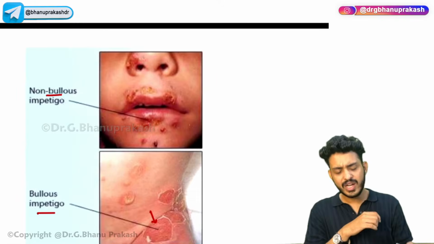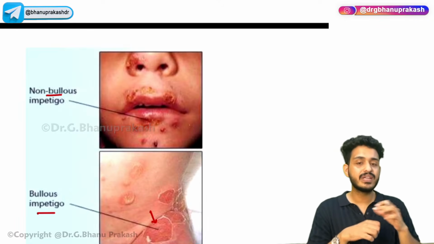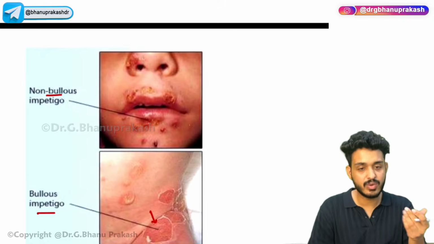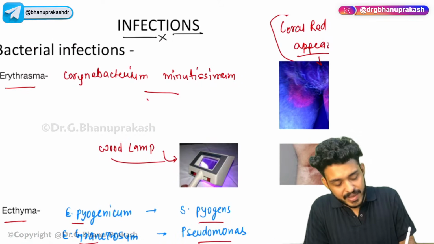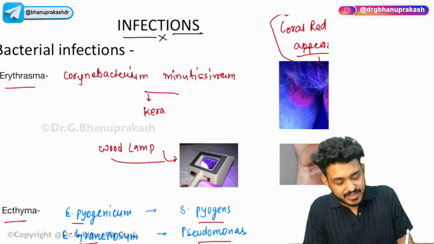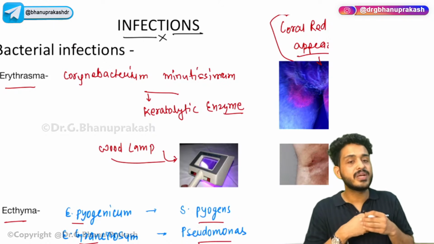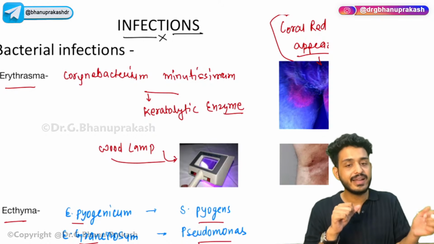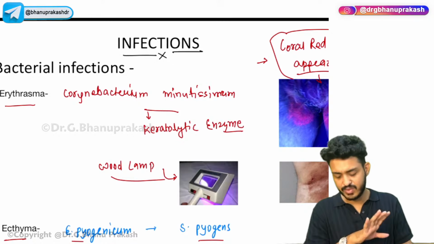Okay, wood lamp examination is basically a type of light through which we are looking inside, and then we will be identifying different colors, because this is Corynebacterium minutissimum. It will be releasing an enzyme which is a keratolytic enzyme. Because of that keratolysis there will be deposition of keratin, right? And when we are looking under wood lamp examination, it is a handheld device, we will be finding this type of color. Okay, this is what you have to remember.